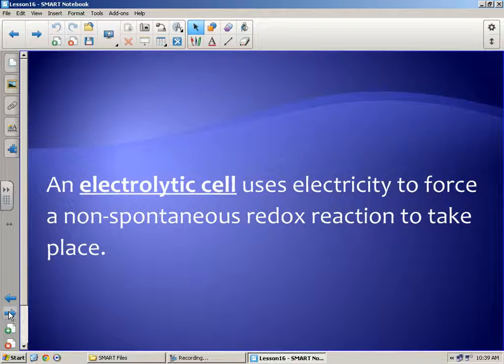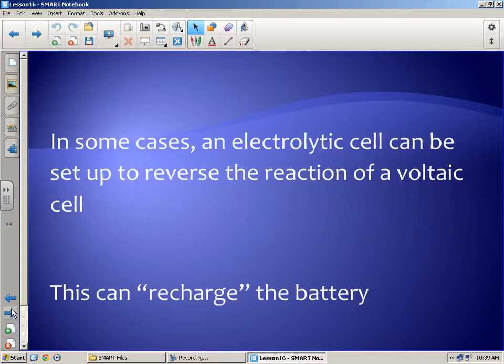Now, it doesn't have to be just recharging a battery. So let's not just say it's always got to be the opposite. No, not necessarily, okay? But that's a good example of what would take place there. In some cases, an electrolytic cell can be used to set up the reverse reaction of a voltaic cell. It doesn't have to be exactly the reverse reaction, but we could do that. This can recharge the battery.